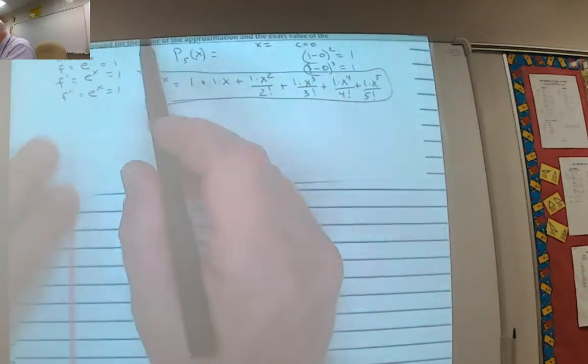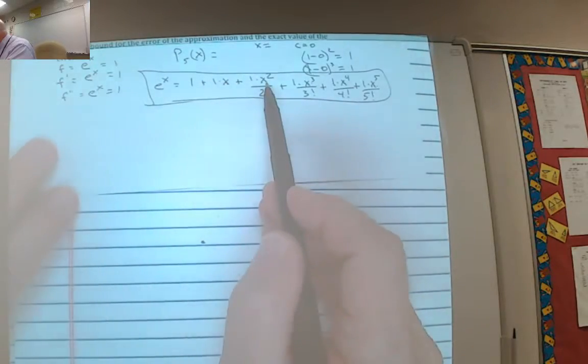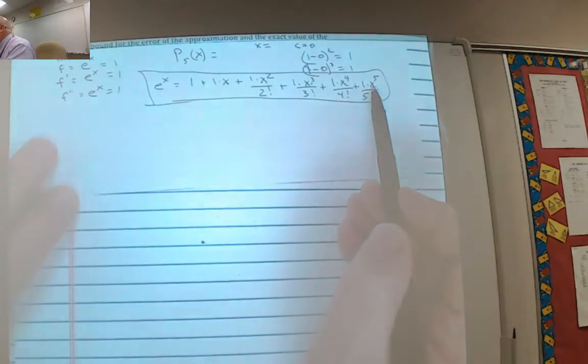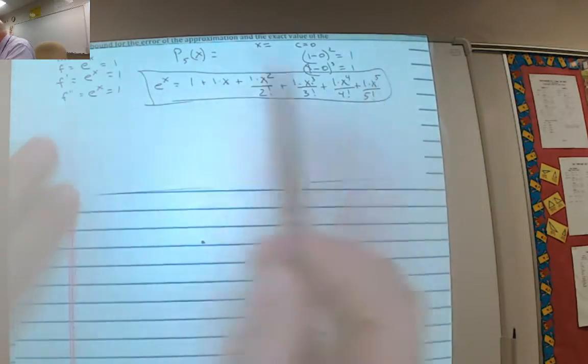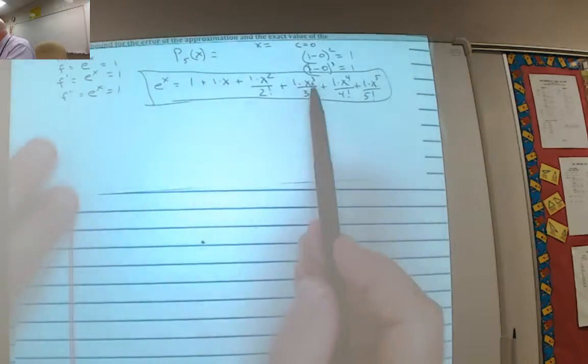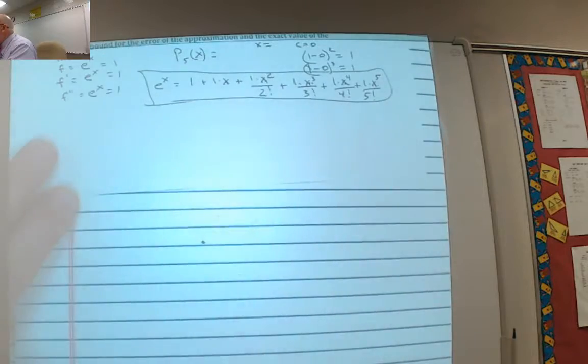If I would have had e squared here, the difference is I would have had a 2 here, a 4 here, an 8 here, a 16 here, and a 32 here. Okay, that's making sense. Okay? If I would have had e to the 5th, I would have a 5 here, a 25 here, a 125, 625, or 3,125 here. Okay?